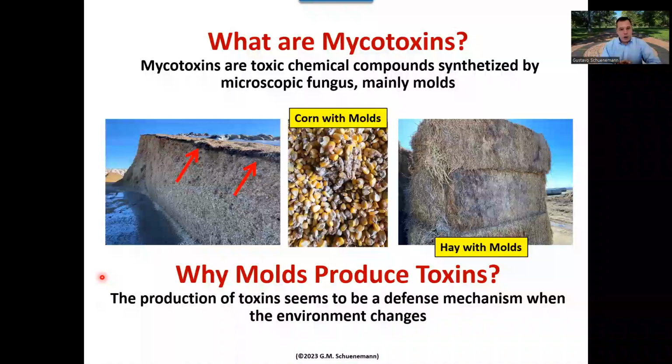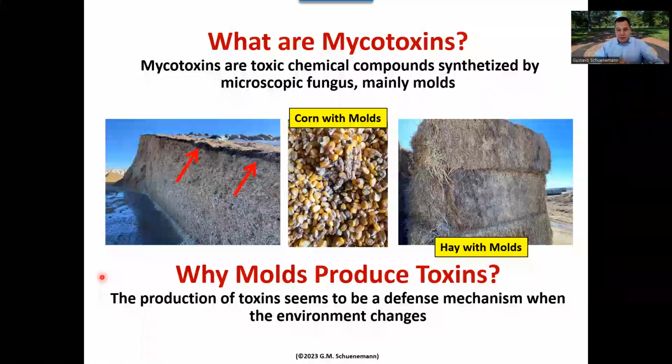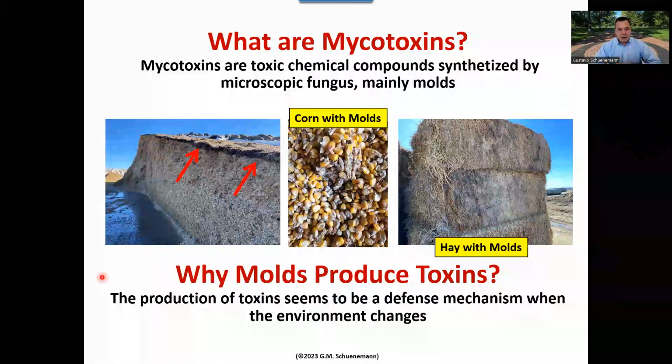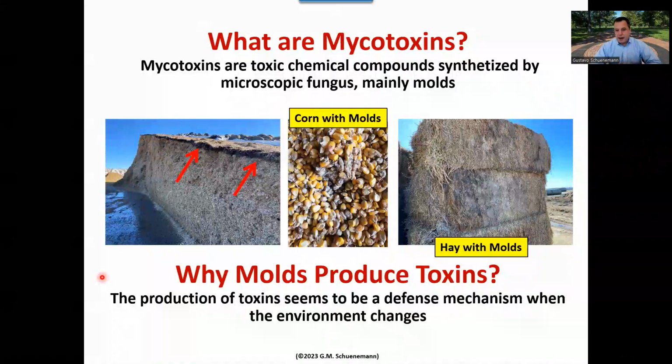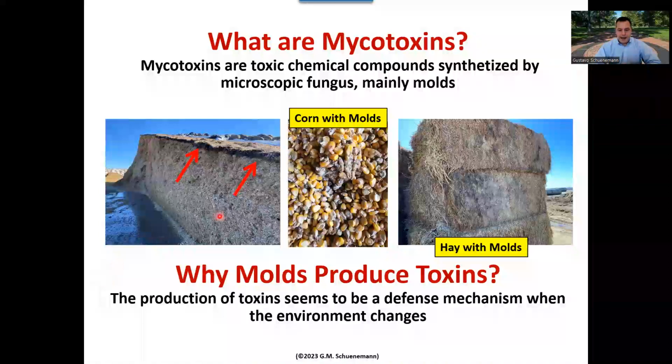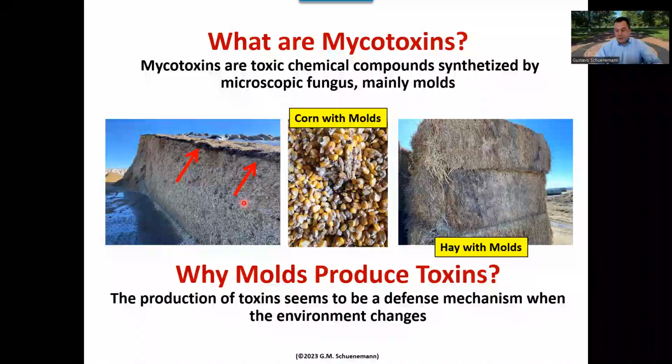Mycotoxins, one of the important questions. They come in many forms, but basically they are just toxic chemical compounds that are synthesized by fungi, mainly molds. Some of them are in grain, and it could be in the corn silage or in hay, and we have to be aware of that.